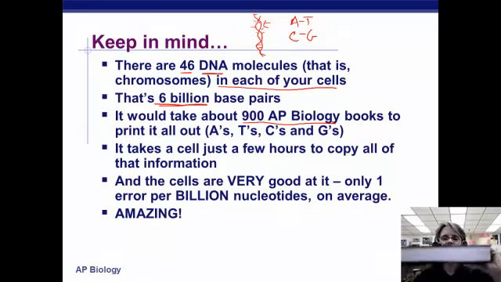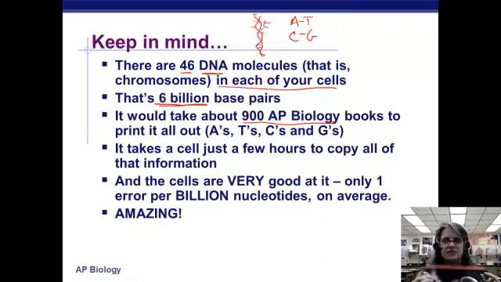It's about 900 of these, 900 of those to print out. It would take 900 of those book pages of those books to print out all the A's, T's, C's, and G's that make up your genetic code. Yet, your cell can copy all of that information in just a few hours, okay? And it is very, very good at it.